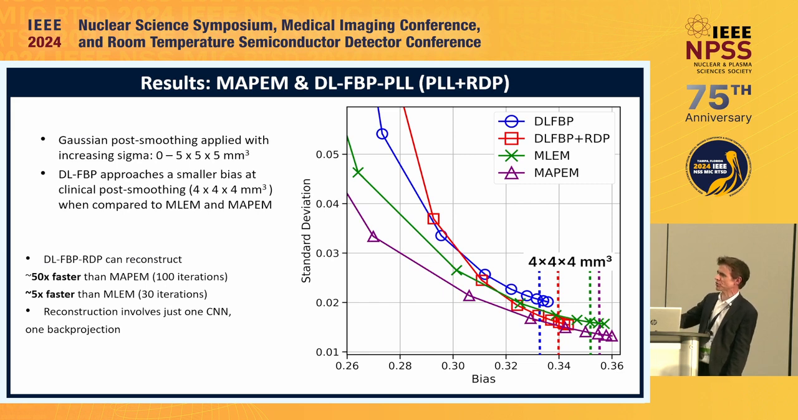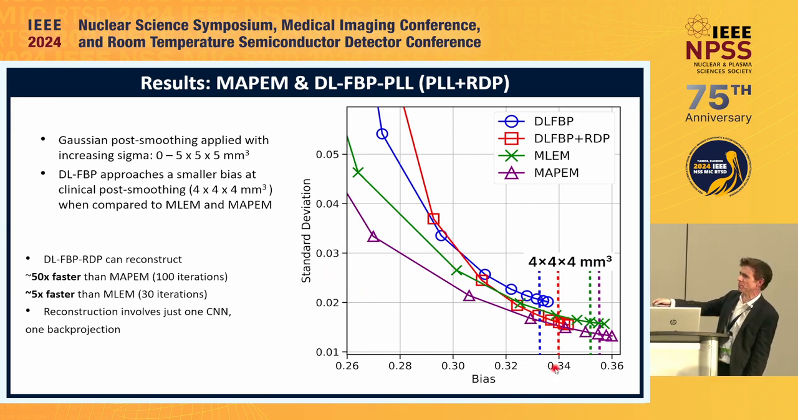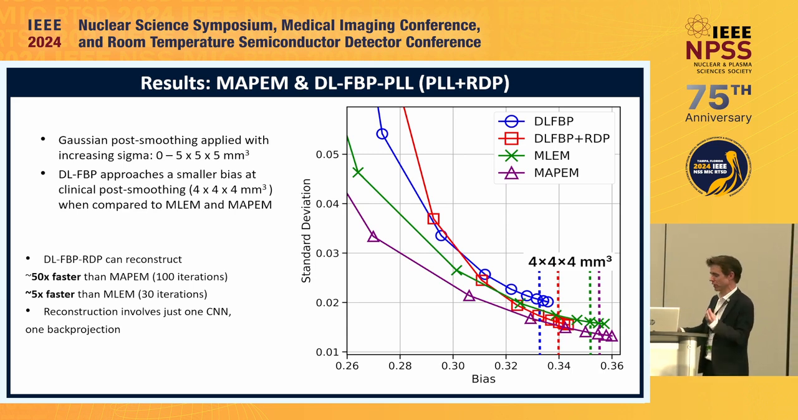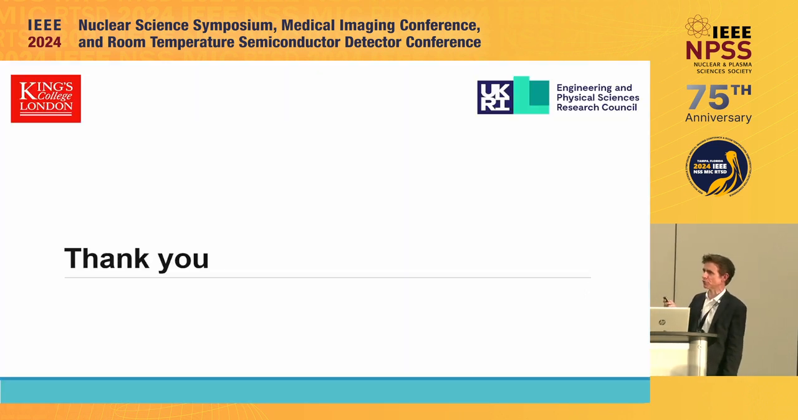Right, and also to say, if we look at the bias-variance trade-off for that method, then the reference MAP-EM would be that purple line, and the deep learned method would be those red squares. This is looking at the clinically relevant post-smoothing level shown here, and you can see that we're incredibly competitive when you start considering the practically used level of spatial resolution.